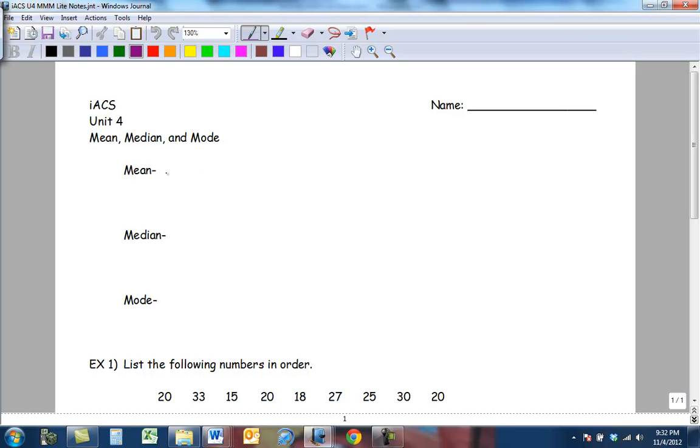Mean means the average. Mean means to find the average. Now, what that means is you find the sum of the entries divided by the number of entries.